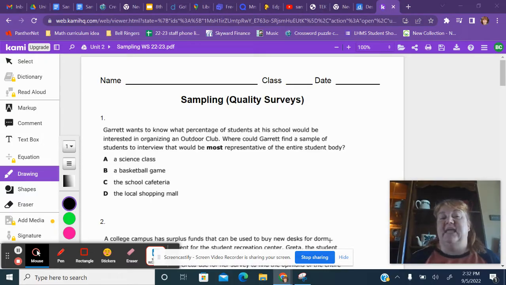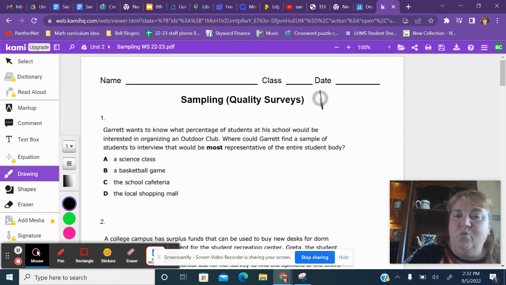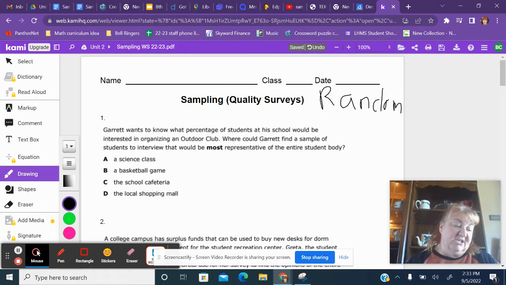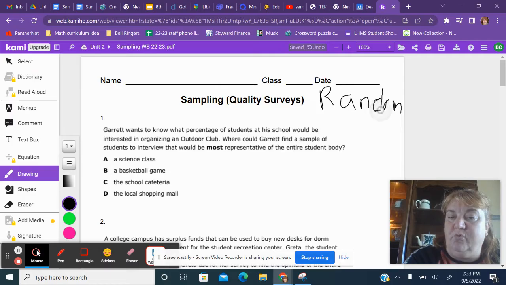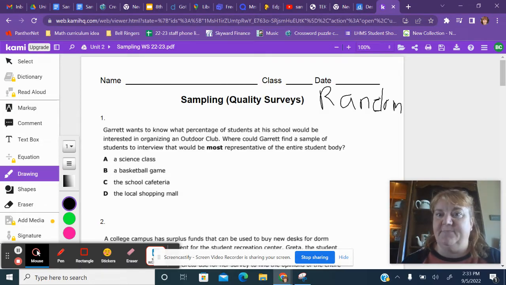Okay, we're going to talk today about sampling in quality surveys. There's a couple of things that I want you to know about this, and I'm going to just scribble on here. When you do a survey, you want it to be random. What does random mean? Well, random means that each outcome is equally likely to occur. That means that you're asking several different types of people, not just from one group of people.